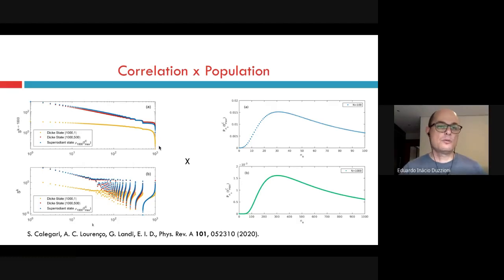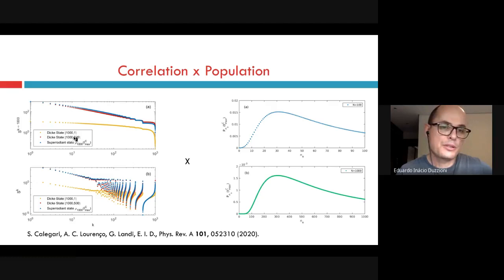Okay. So, what I'm trying to show here is that the correlations of order higher than k for the total state of the system, in which it has the maximum value of correlations, is quite similar to the correlations present in the Dicke state in which we have half of the population in the excited state. Okay? That's the idea here.